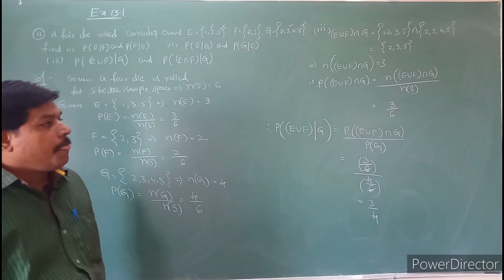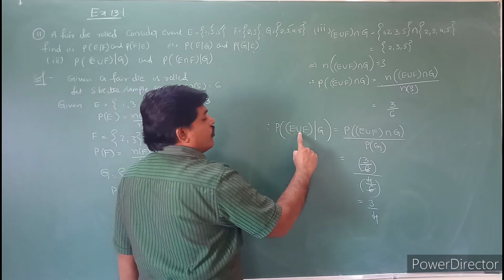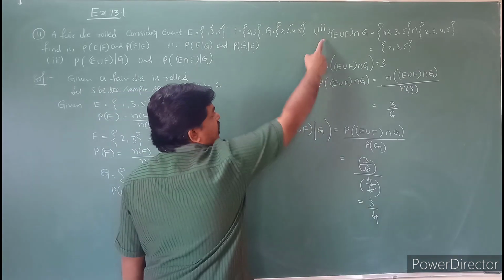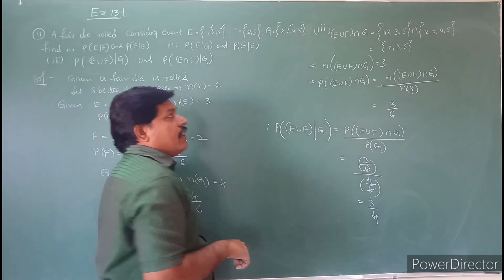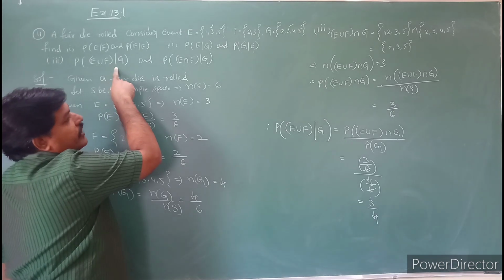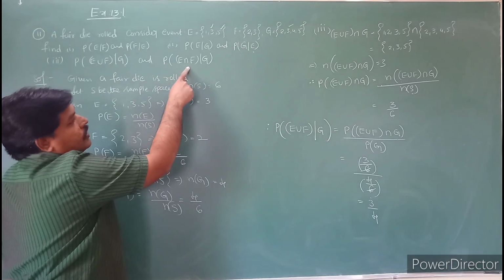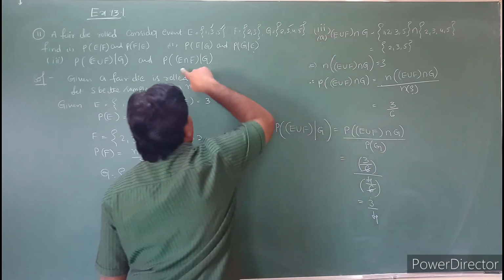Do you understand that? So first, if you want to calculate this value, you have to calculate (E union F) intersection G. That value you have to calculate first. Then calculate that probability and replace the value here. So in this question you have completed this one. Next you have to calculate this. So this one is A. Okay, so I will calculate the B value.